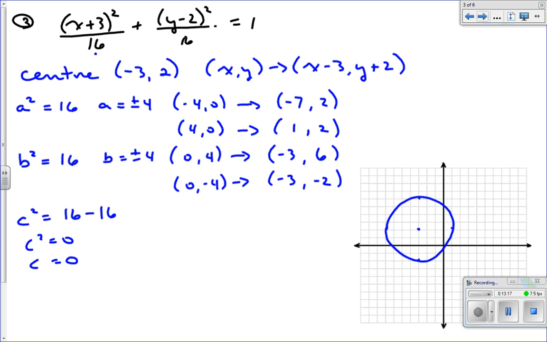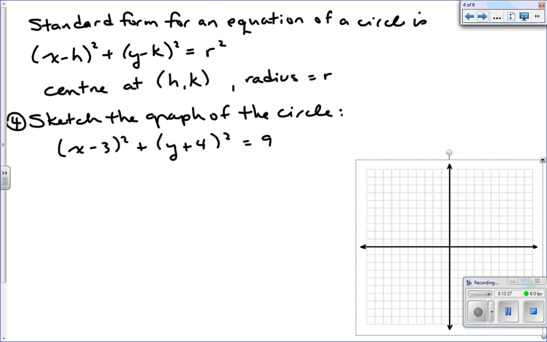The distance horizontally from the center is the same as the distance vertically from the center. There's only one focus, which is actually the center. Okay, so this is a circle, which really is a special type of an ellipse and leads us to this, the standard form for an equation of a circle.